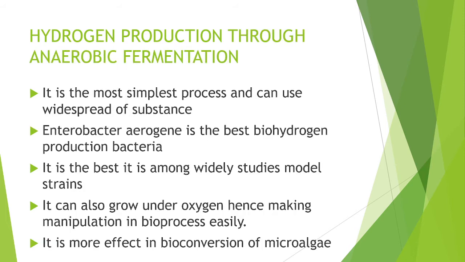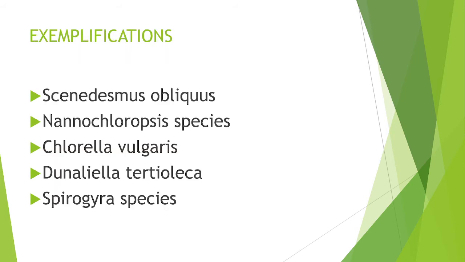Now let's have a look at hydrogen production through anaerobic fermentation. Why have we used this topic? Because the production of hydrogen through anaerobic fermentation is a relatively simple method, which is useful in providing a wide spectrum of substrates including waste products. And the microalgae such as, let's have a look at the next slide so that we can have an exemplification: Scenedesmus obliquus, Nannochloropsis species, Chlorella vulgaris, Dunaliella tertiolecta, and Spirogyra species.